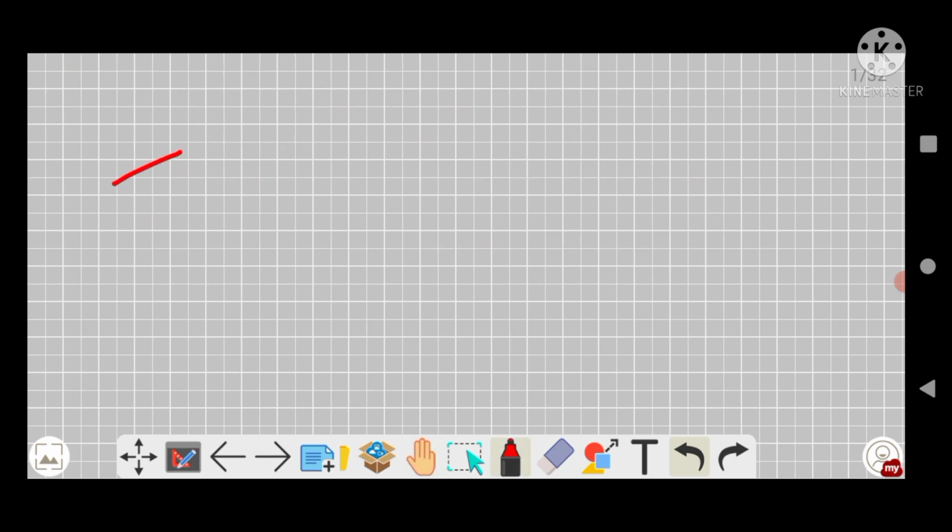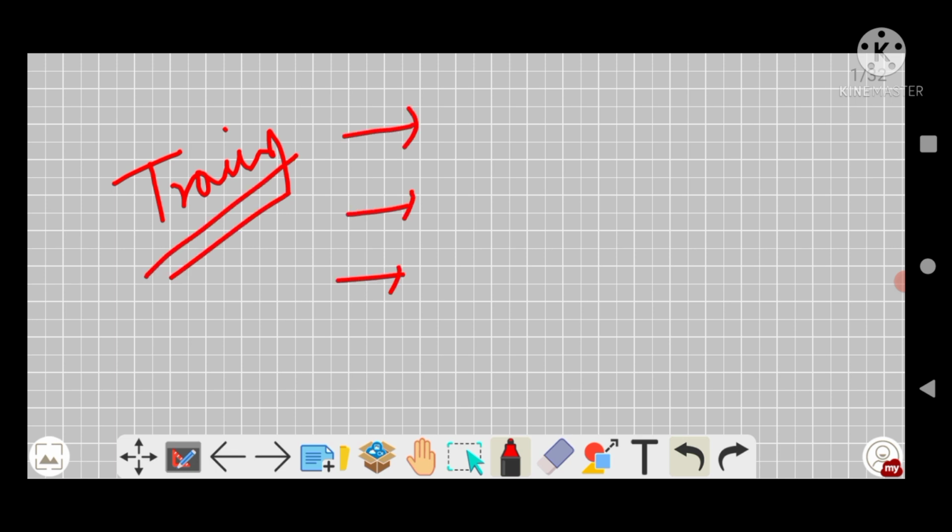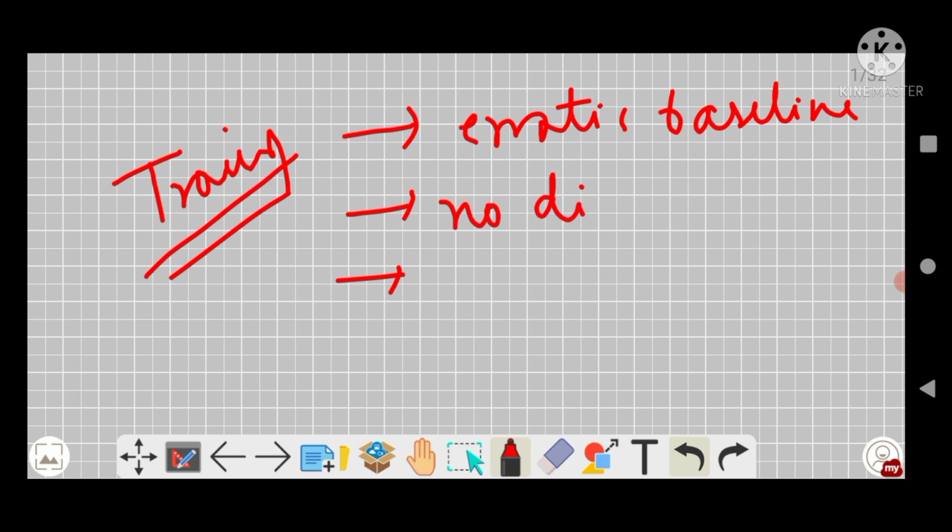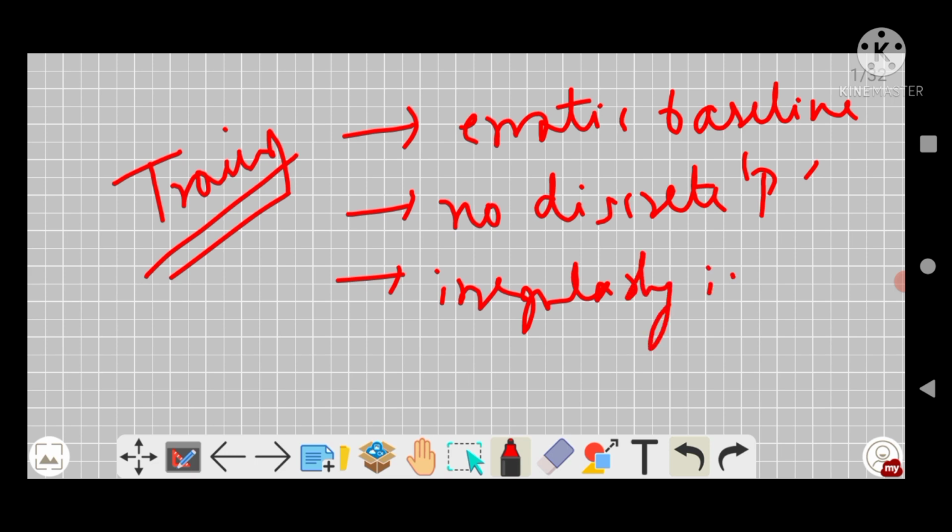The tracing description goes like this. You already saw that there is an erratic baseline, and there were no discrete P waves. Also the rhythm was irregular, or you can say an irregular heartbeat.